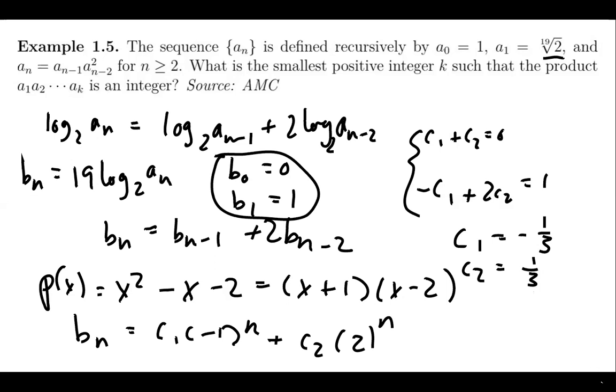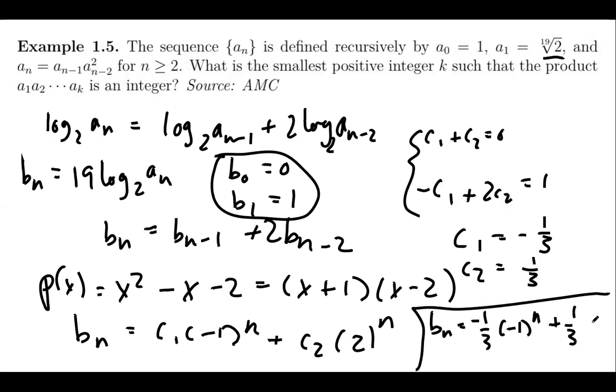And sorry, we're running out of space again. But basically, bn equals negative 1/3 times negative 1 to the n, plus 1/3 times 2 to the n. And we'll rewrite this as 2 to the n minus negative 1 to the n, over 3, just by putting things over a common denominator.